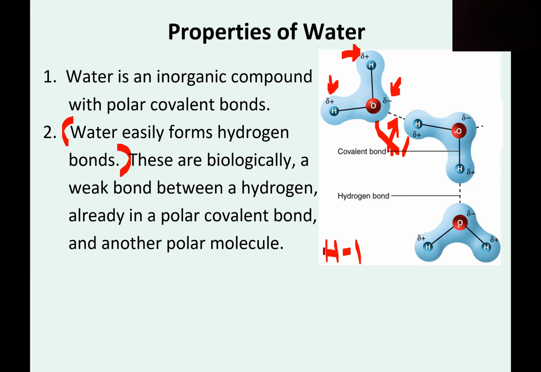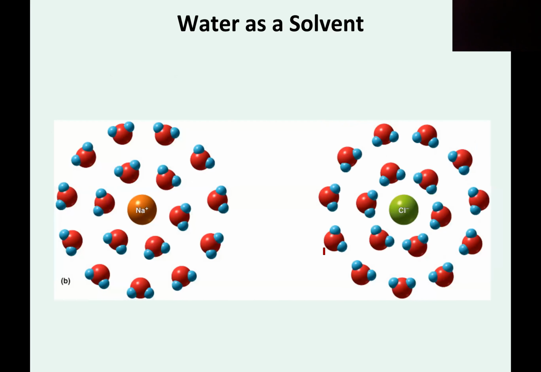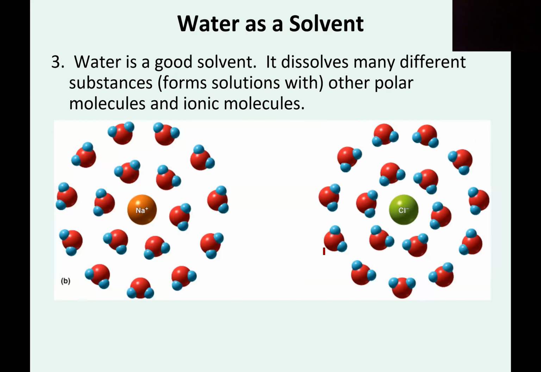The third property is that water is a good solvent. When you have physical mixtures and you have an even distribution between solutes and solvent, that forms a solution. So here we see a solution of sodium chloride.